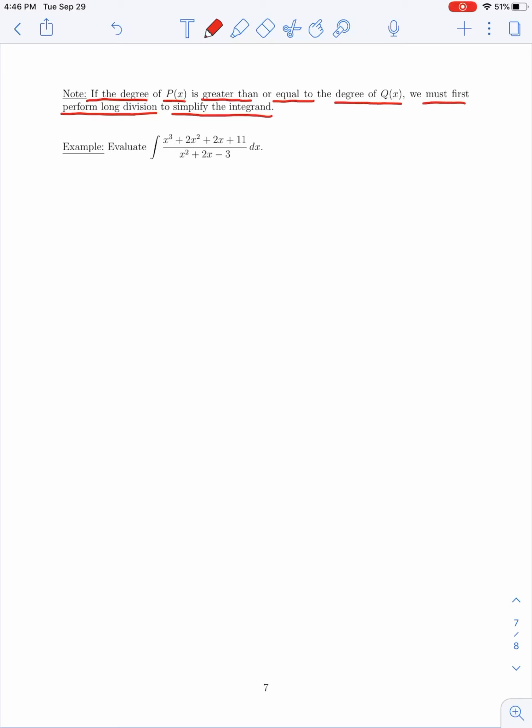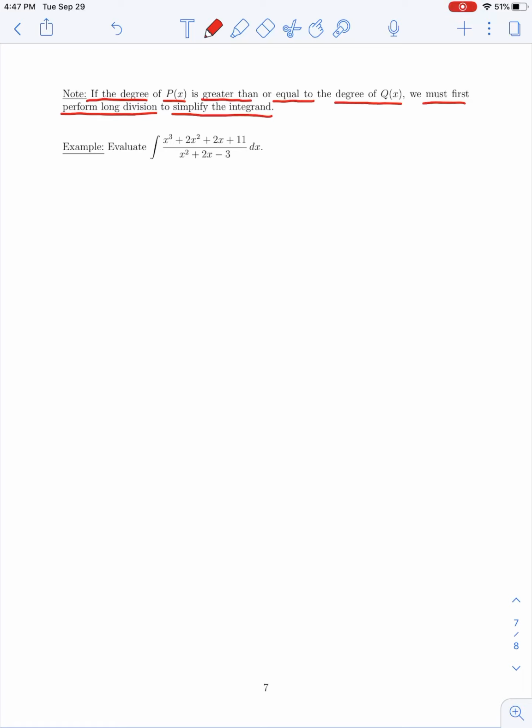So when we're integrating rational functions, the first thing we always want to look at is whether the degree of the numerator is less than that of the denominator. If so, we can proceed with a partial fraction decomposition. However, if not, we first need to perform polynomial long division. So let's look at some examples of this.